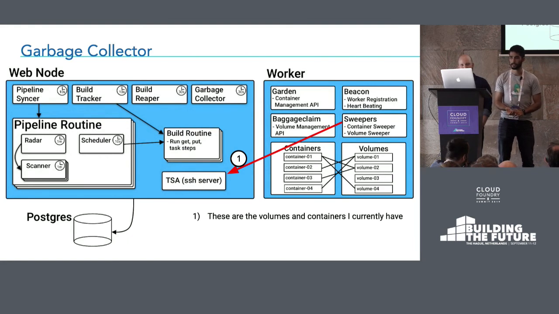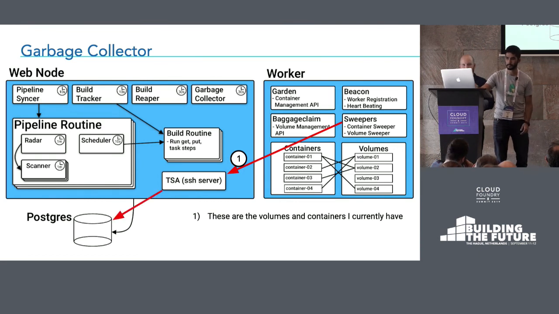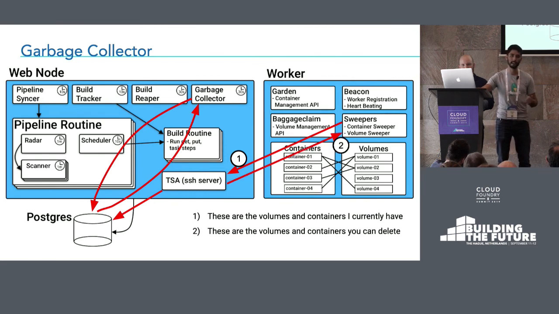The garbage collection process simply reaches out to the TSA server on the web node. TSA is what's used to communicate, and it reports what volumes and containers it currently has to the web node. This information gets saved in the database and is then used by the garbage collector to figure out what can be deleted. And then the garbage collector on the web node will save the list of containers and volumes to delete back in the database. And as a response to that initial request from the worker, it will then delete the containers and volumes. And that's the garbage collection process.